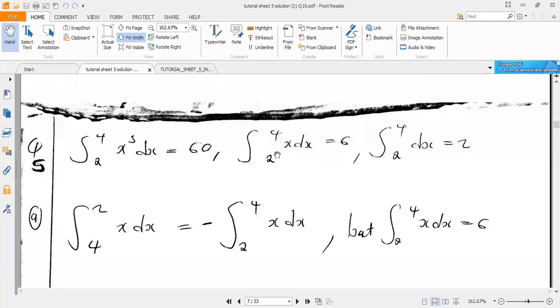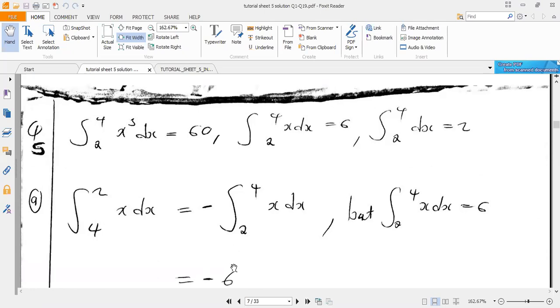It's like you've been given the distance from here to Kawe town. Then when coming back, how are you going to come back? You subtract that distance. So it will be the negative of the distance that you went to Kawe. So you can rightly say the integral from 4 to 2 of x dx is equal to the negative of the integral from 2 to 4 of x dx. But the integral from 2 to 4 of x dx is equal to 6. So the integral from 4 to 2 of x dx is going to be equal to negative 6.